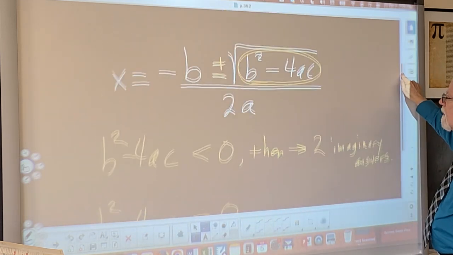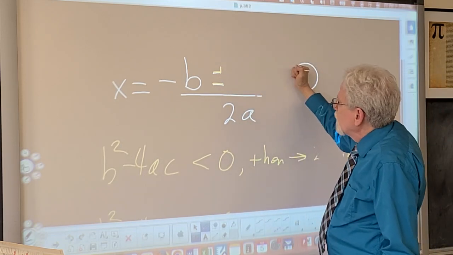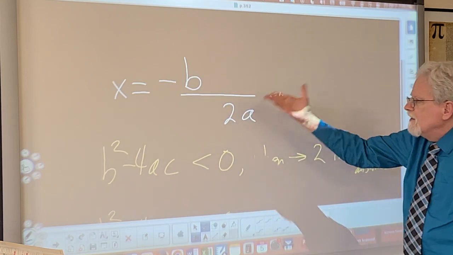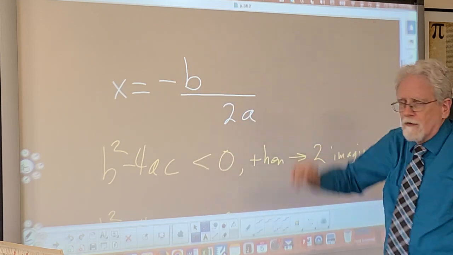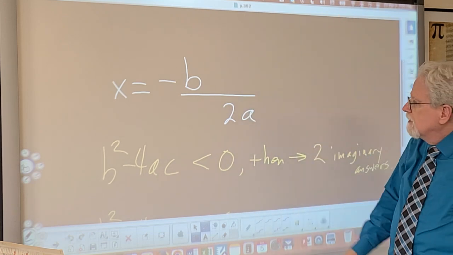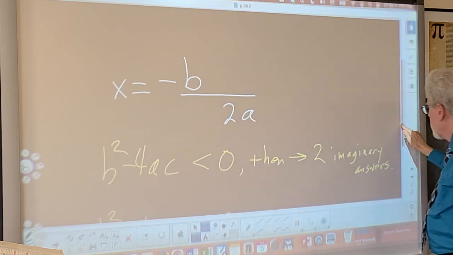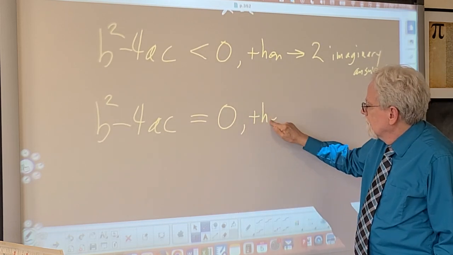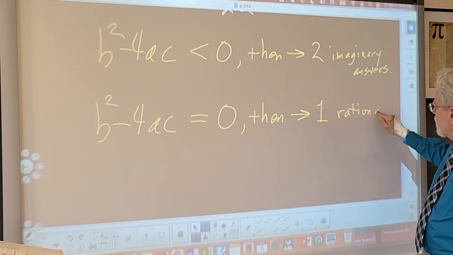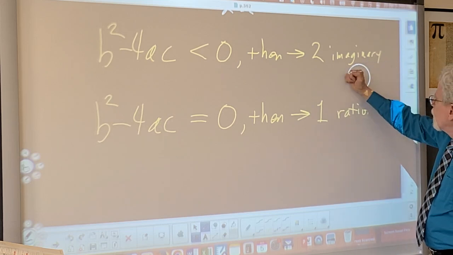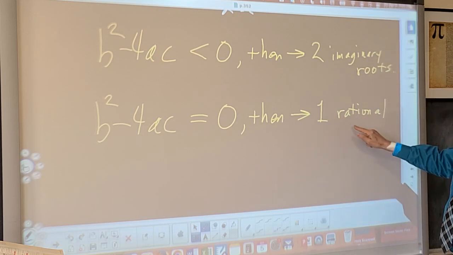Well, if it's 0, this whole thing just goes away because the square root of 0 is 0. So it's plus or minus nothing. So you're going to get only one answer, and it will be inverse b over 2a. Because the plus or minus stuff's gone. There's no radical, there's no plus or minus, it's all gone. Because we had the square root of 0. So, in this case, then what do we get? We get one rational. Instead of using the word answers, I'm going to switch that to the word roots, the fancier mathematical algebra word for it. Here we get one rational root.